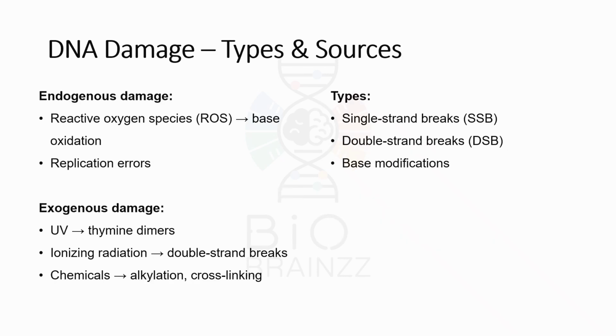DNA damage can occur due to internal or external factors. Endogenous sources include reactive oxygen species and replication errors, while exogenous sources include UV radiation, ionizing radiation, and chemical agents. Different types of DNA damage include single-strand breaks, double-strand breaks, and base modifications. UV radiation causes thymine dimers, while ionizing radiation causes strand breakage. Understanding the type of damage is important because it determines the repair mechanism involved.